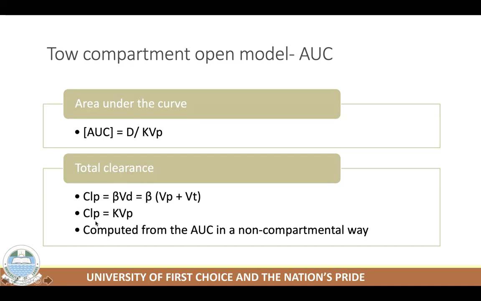Now, this is one way to do it, by mathematical calculation. Another way to do it is you can just compute it from the AUC plot on the graph. With that, I think we have dealt with the formulas for computing both the AUC and the total clearance for a two-compartment model.